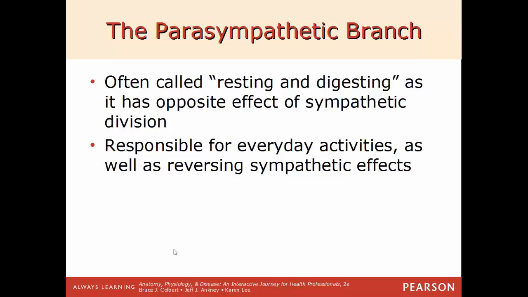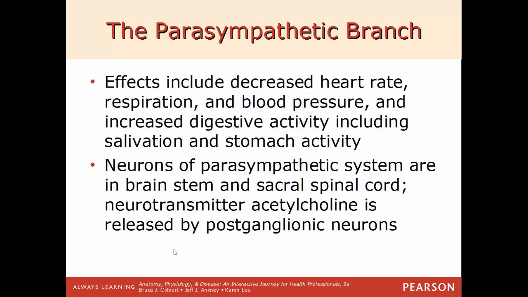Or your heart rate to be up constantly. Or your breathing rate to be up all the time. You need to find a way to dial that back down to normal. That's what the parasympathetic division does. So basically everything that the sympathetic nervous system does to you is undone by the parasympathetic. So a decreased heart rate, lowered respiration rate, lower blood pressure, increased digestion levels, increasing stomach activity. Now, the neurons for the parasympathetic system are in the brainstem and in the sacral spinal cord, and the neurotransmitter acetylcholine is released by the postganglionic neuron.